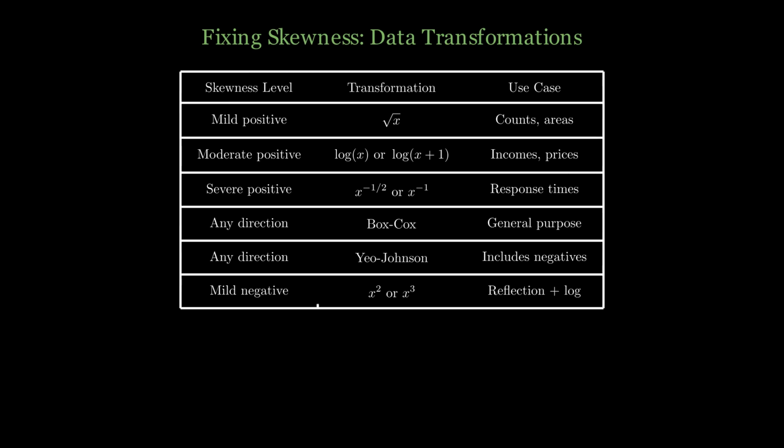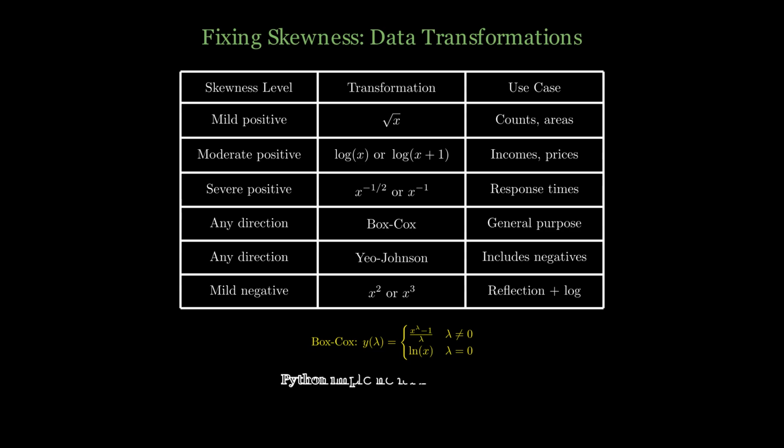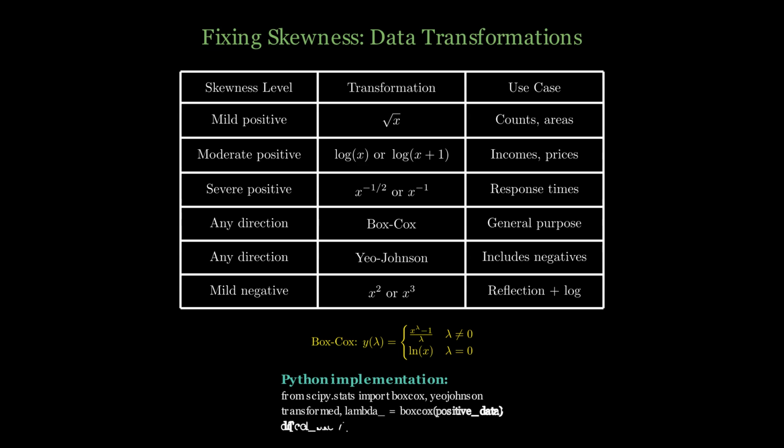The Box-Cox transformation is a flexible general-purpose tool that optimizes lambda to find the best power transformation for your specific data. Lambda equals 0 gives you the log transformation. Other lambda values give different power transformations. Yeo-Johnson extends Box-Cox to handle negative values as well. In Python, SciPy stats provides Box-Cox and Yeo-Johnson functions. After transforming, always check the skewness and kurtosis again to verify improvement.